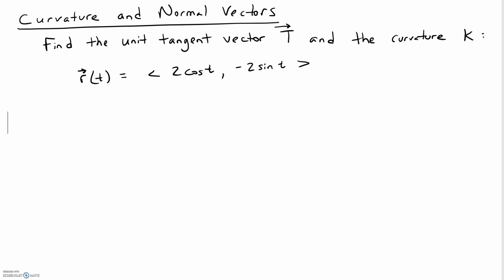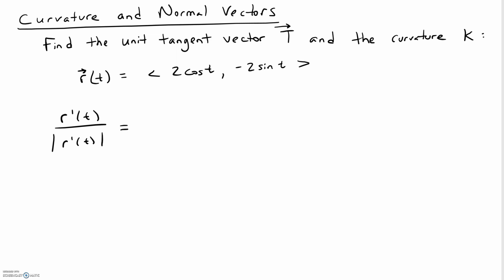In this video, we'll look at curvature and normal vectors. First, let's find the unit tangent vector, T, and the curvature, κ, of the vector r. So in order to find the unit tangent vector, we're going to need to take the derivative of r and then divide it by its magnitude.